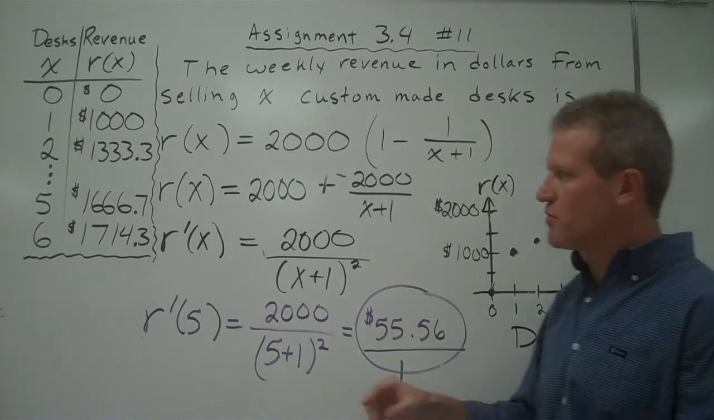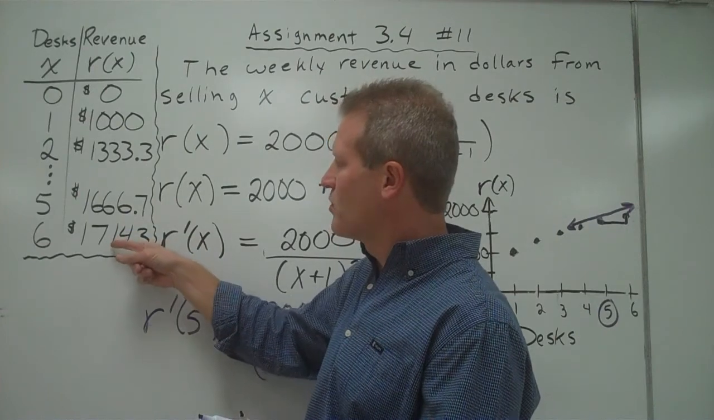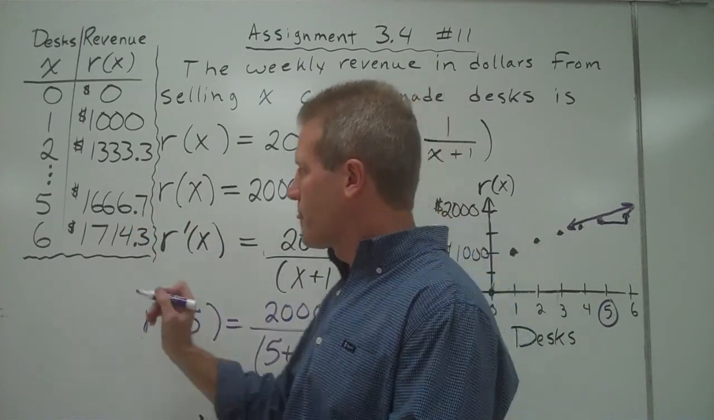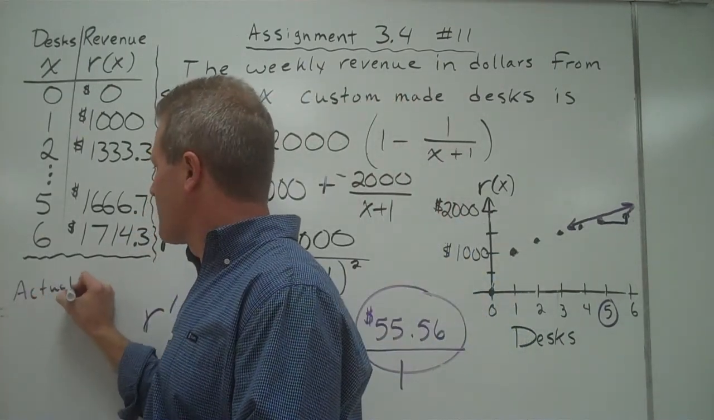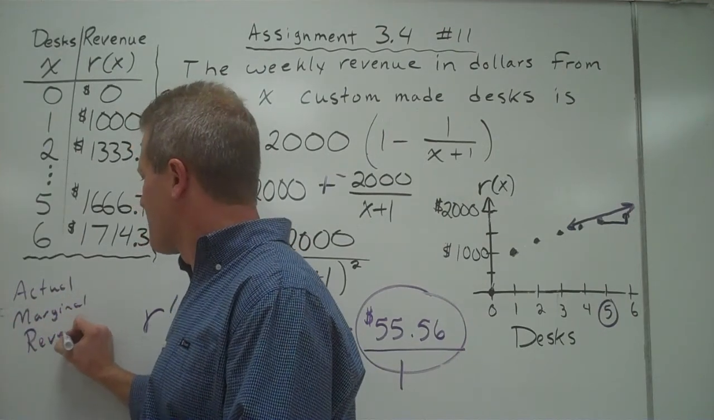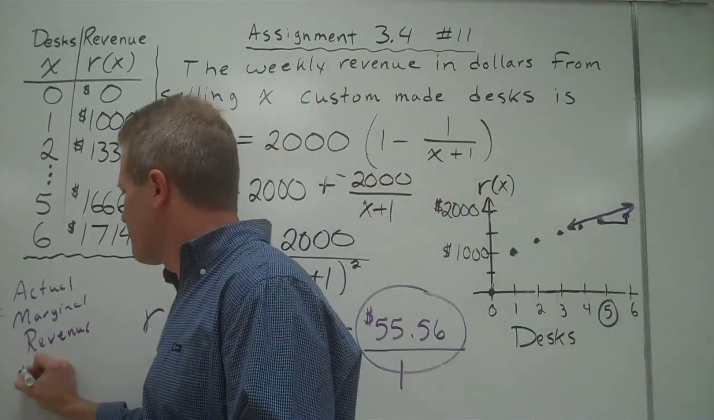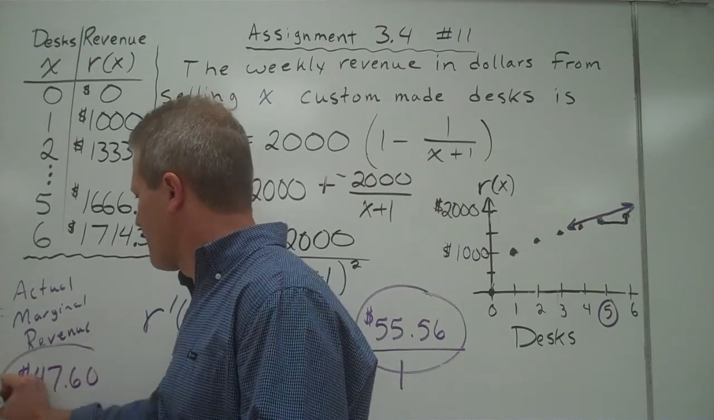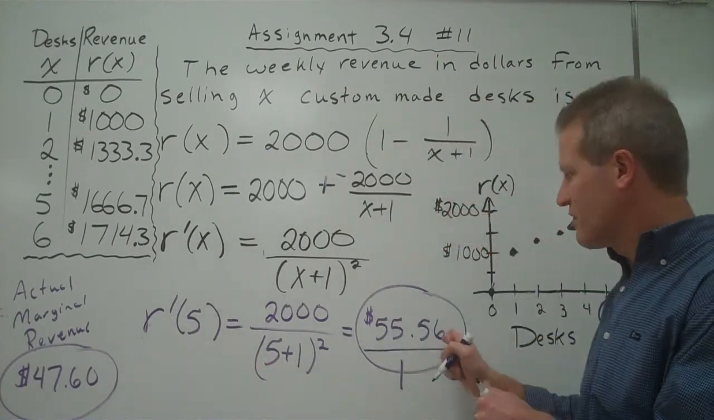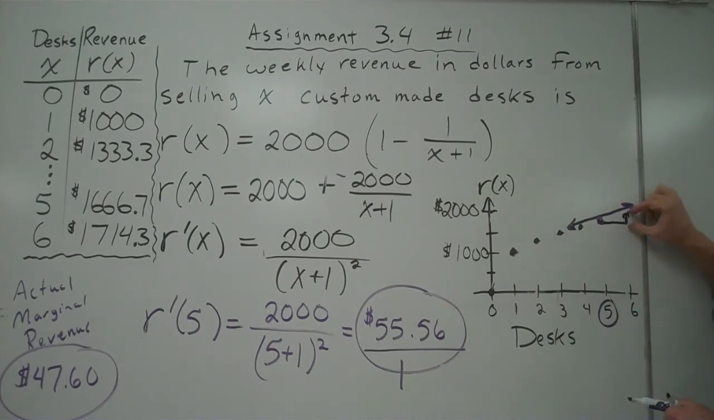Now, is that the actual marginal revenue? No, the actual marginal revenue could be found by subtracting these two. If you subtract $1,714.30 minus 166.7, you're going to get the actual marginal revenue, which is $47.60. Our derivative is used to estimate that number. In this case, we got $55.56. On the picture, you can see the actual revenue increase, this distance, would be $47.60.